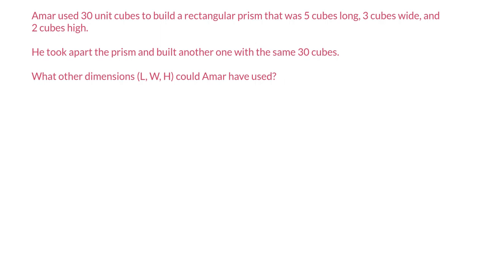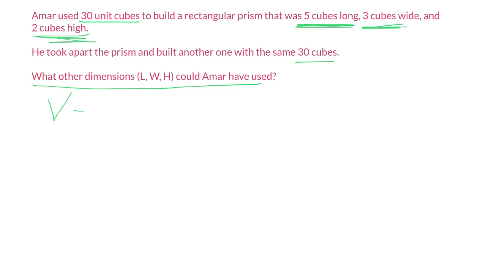Now, we know that he is going to use 30 unit cubes, and that he's going to build a rectangular prism that is 5 cubes long, 3 cubes wide, and 2 cubes high. Now, our job is to find some other length, width, and height that would give Amar the same volume, or that he could use the same 30 cubes to build. So we are not going to use 5, 3, and 2 for our length, our width, and our height. So let's kind of think about this backwards. We already know that the volume of Amar's prism is going to equal 30 cubic units.